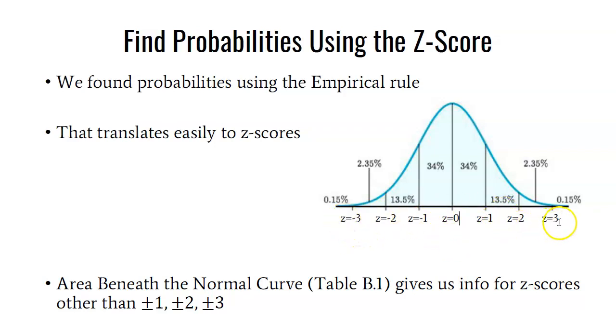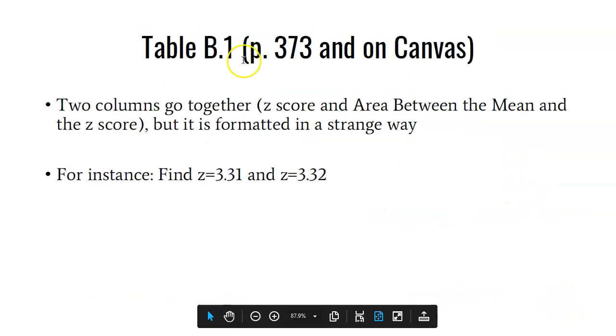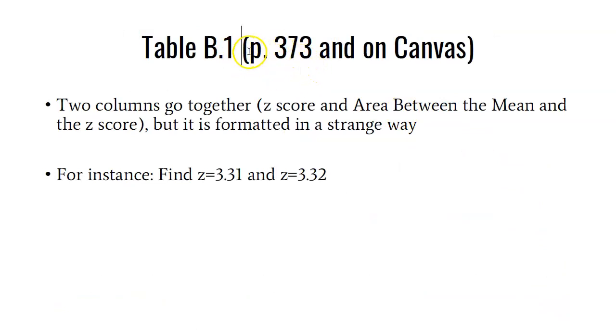So you already know these z-scores. This table B1 is going to let you know the area or the probability for non-whole numbers. Okay, so table B1 is on Canvas. It's also in the back of your book. It's on page 373 of your book. So you should find it if you have your book on you, just because it's maybe a little bit easier to read in the book, or you can use the one on Canvas, either way.